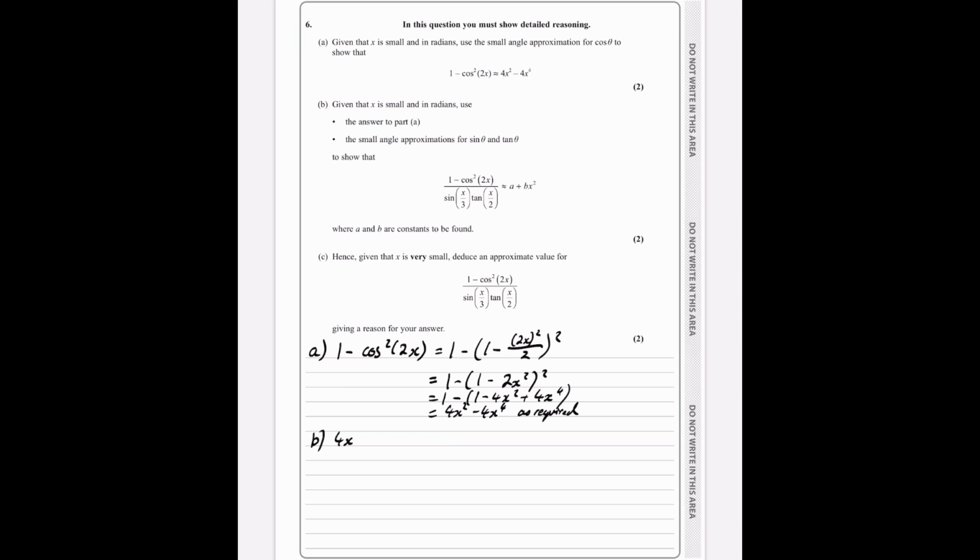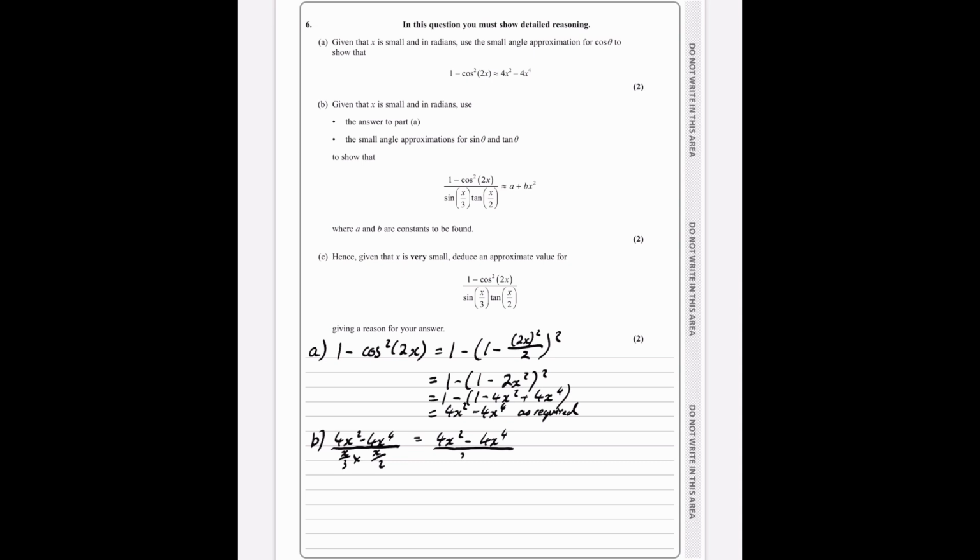For part B, using the small angle formulae for sine and tan, basically sine theta is approximately equal to theta, tan theta is approximately equal to theta. We can replace sine of x over 3 with x over 3. We can replace tan of x over 2 with x over 2. And that gives us a little algebraic fraction we can simplify.